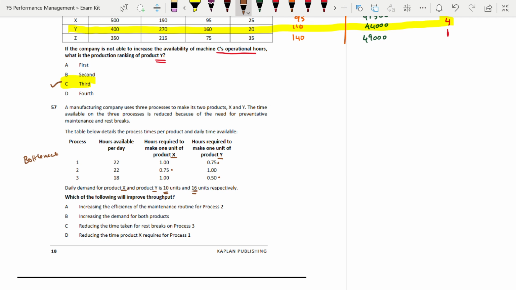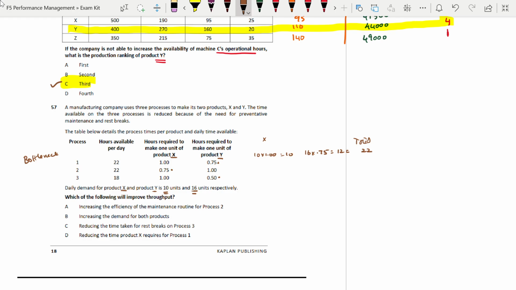See the things. Hours required to make 1 unit of product X. How many are there? X is 10 into 1, okay, it comes to 10. And 16 into 0.75. How much will we get? Very interesting. 16 into 0.75 comes to 12. Total is how much? Total is 22.